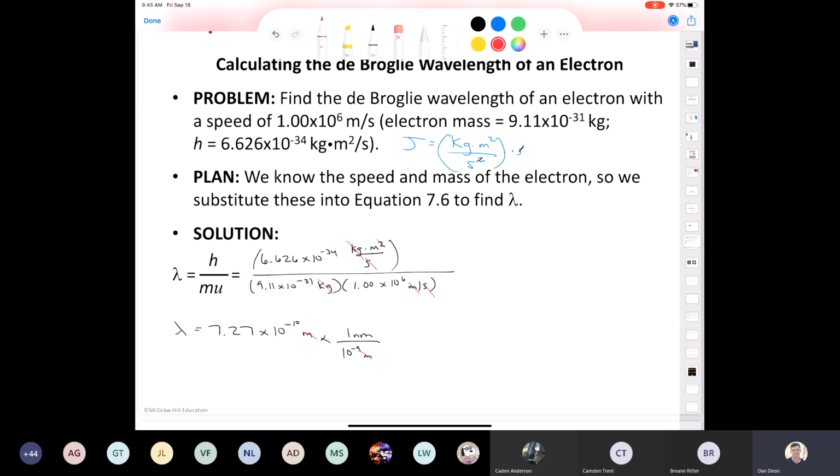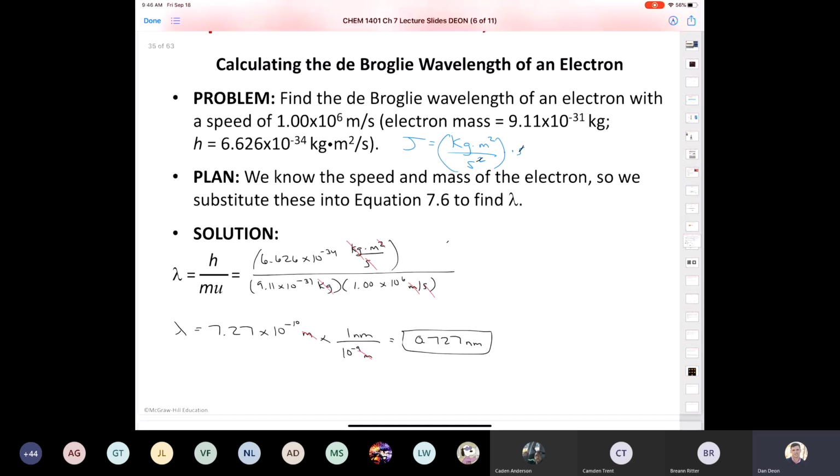Meters and meters cancel out. We end up with the number of nanometers, which is 0.727 nanometers. Anyhow, the idea is that this wavelength is actually pretty close to the size of an electron. I want you to keep that in your hat. Just take my word for it that this wavelength is pretty close to the actual size of what an electron is, because that's going to be important when we get to this slide right here.